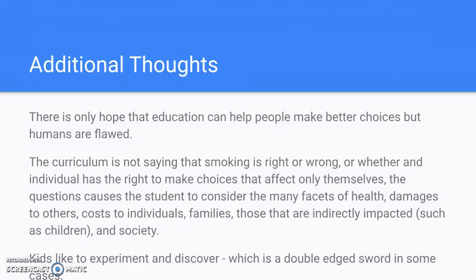Hey, ultimately, kids like to experiment and discover. This is a double-edged sword in some cases, right? They may experiment with smoking, but they may experiment to find the cure for cancer.